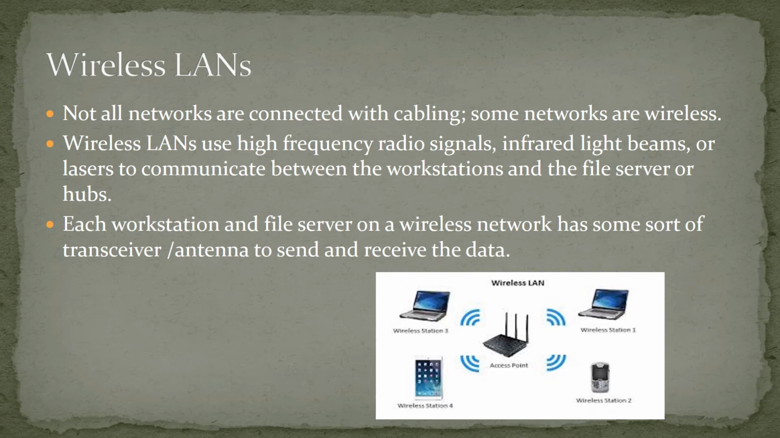Now we have a device known as an access point, which is used to receive and send the signal further to the network. Each workstation and file server on a wireless network has some sort of transceiver or antenna to send and receive the data. As you can see in the diagram, there is an access point located in between and it has three antennas. The main purpose of these antennas is to receive and send the signals from one node to another node.